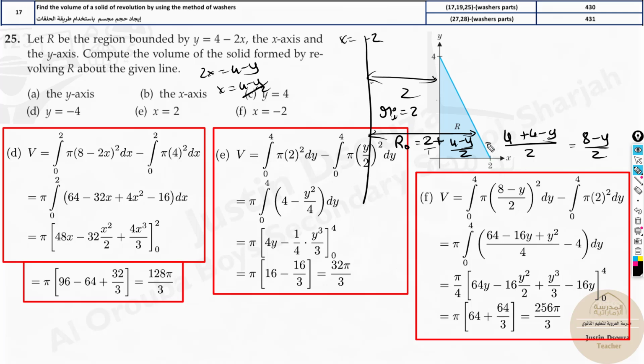Now if you want, you can keep the outer radius like this itself and square it. That also will give you the correct answer. Now the formula is pi integral. Now what is the limits along the y-axis? It's very simple. It's 0 to 4 over here. So 0 to 4, and what you write is (8 minus y) by 2 the whole square, minus the inner radius, which is how much? 2 over here. Inner radius was 2 square. This entire thing is dy.